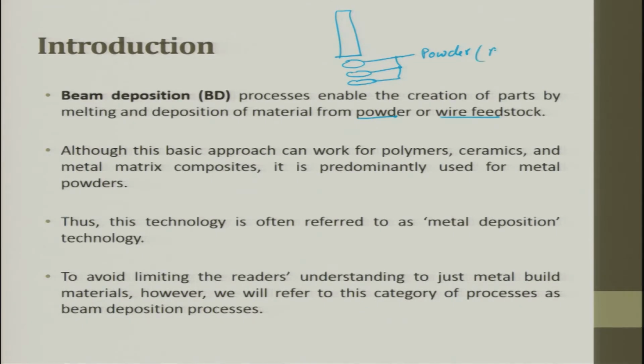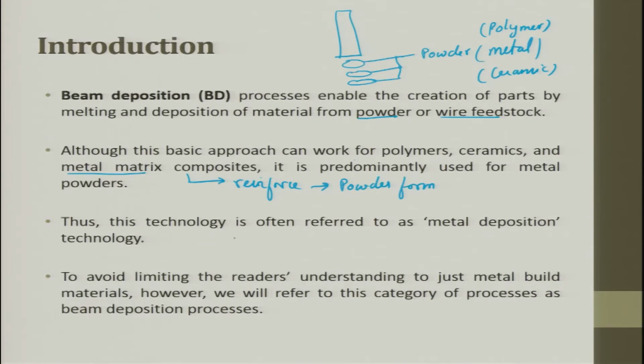This powder can be metal, the powder can be ceramic. The powder can also be polymer, why not? Although this basic approach can work for polymer, ceramic and metal matrix composite, it is predominantly used for metal powder. When I say metal matrix composite, metal is the matrix and in the composite you will have a reinforcement, and this reinforcement also will basically be in powder form.